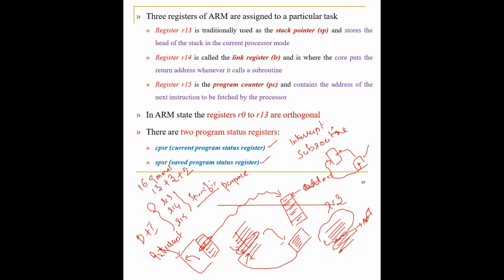SPSR is the saved program status register, which generally tends not to be as important as your CPSR. As I said, when you are jumping from the main program to the subprogram, a part of the program has to be saved somewhere and the status has to be saved, right? So that is indicated by your saved program status register.